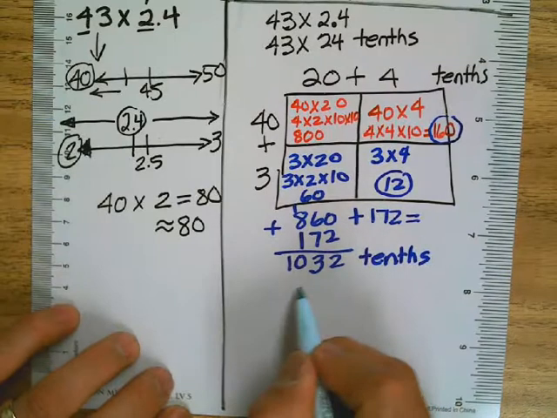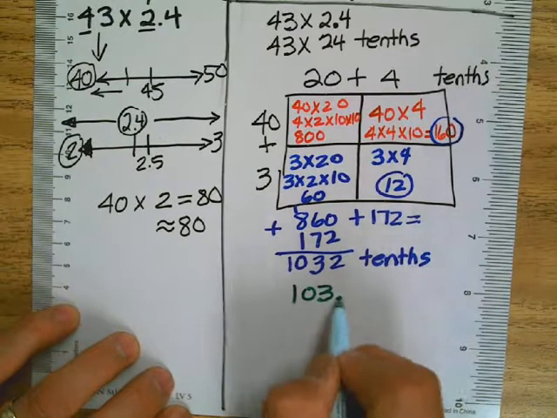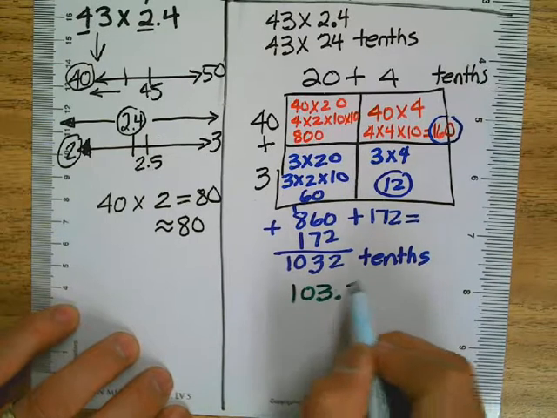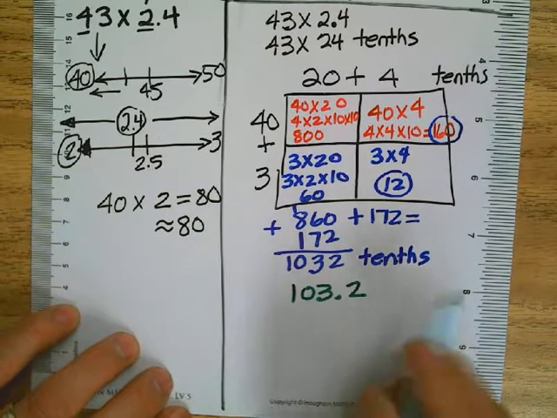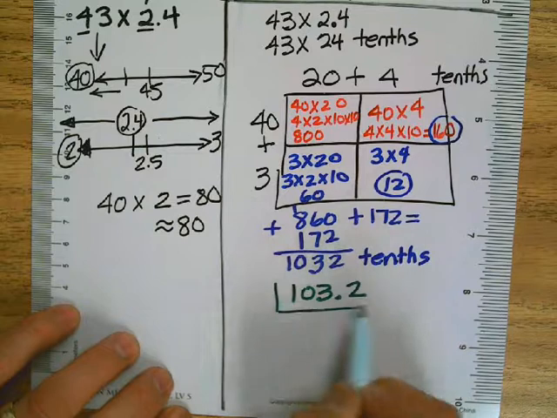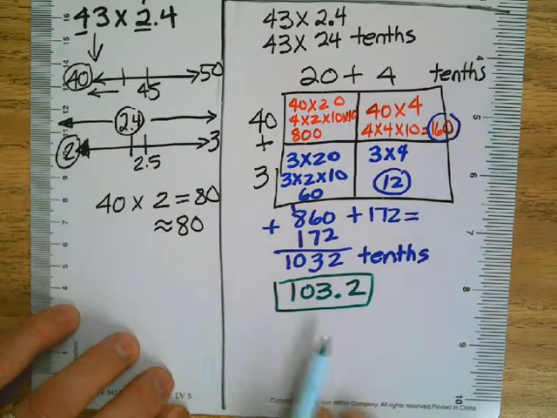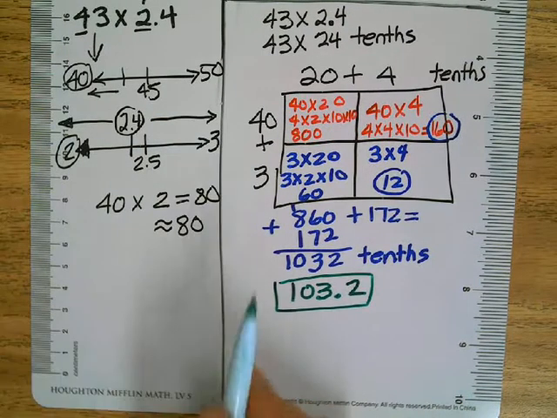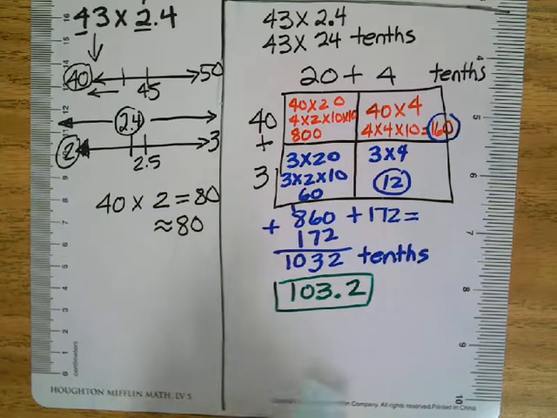Is our answer close to 80? Yes. It's not nearly there, but it's close to it, and the actual answer is greater than the estimation, because we estimated down both of the numbers, so that makes sense.